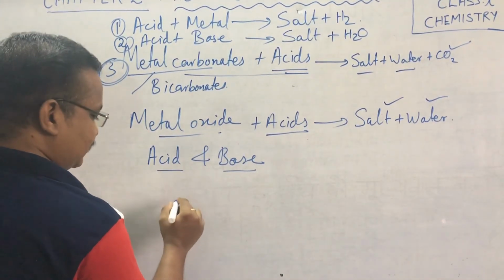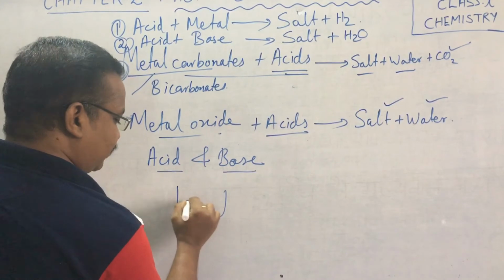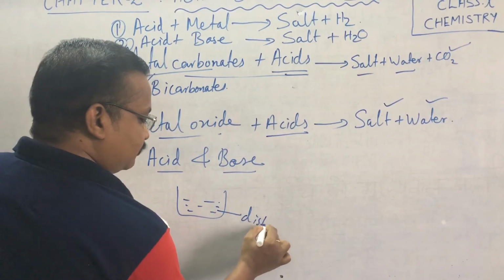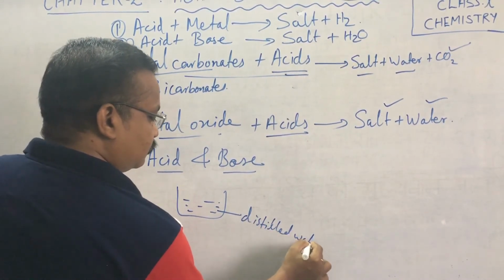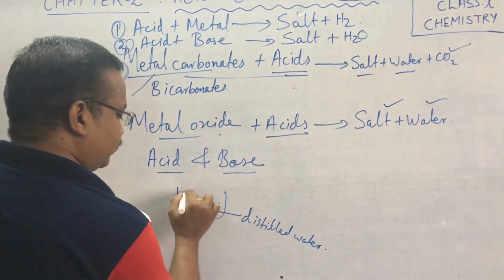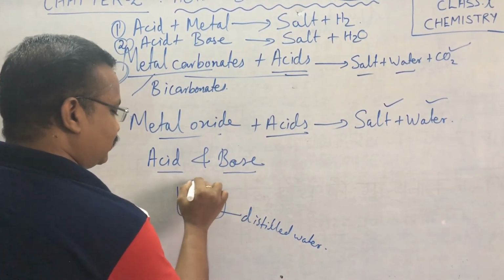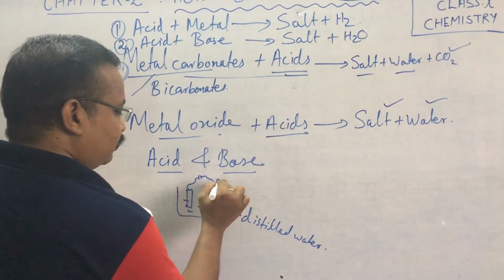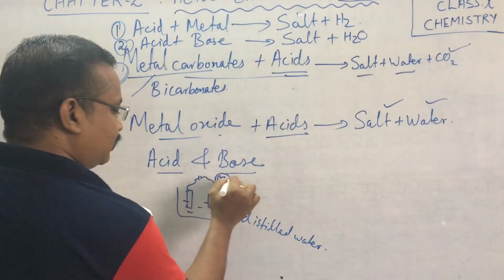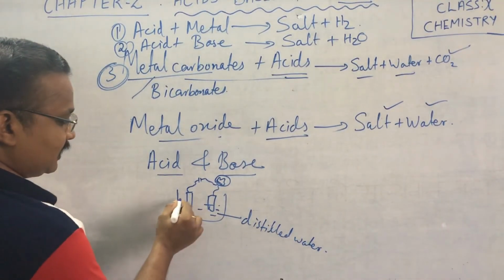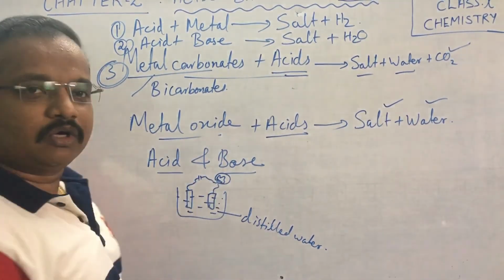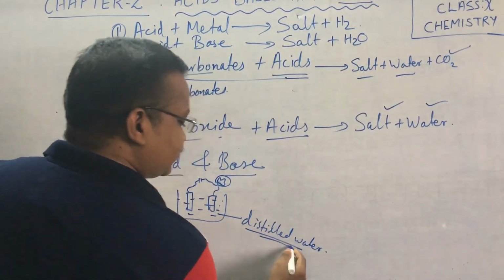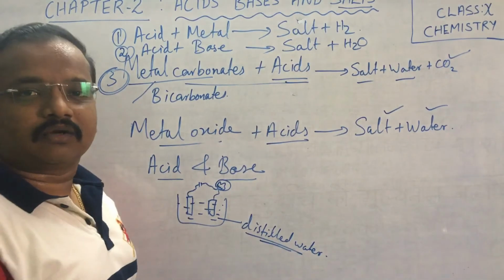How can we identify this? Take a beaker and add some water into it. Let us take distilled water. Now through an electrode, connect it to a battery and connect the other end to a bulb. If it is distilled water, the bulb will not glow. Why? Because the circuit is not getting completed, as distilled water is a poor conductor of electricity.